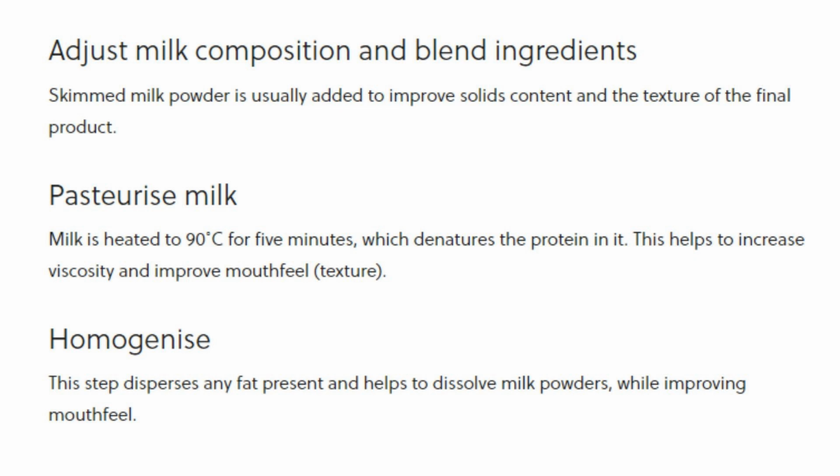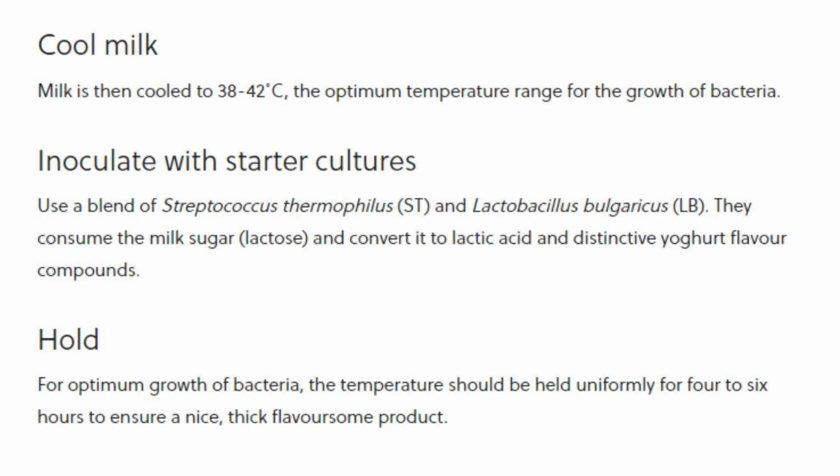Normally we pasteurize the milk during the processing. Here, milk is heated to 90 Celsius for 5 minutes, which denatures the protein in it. This helps to increase viscosity and improve the mouthfeel, that means texture. Homogenization is the step that disperses any fat present in the milk and helps to dissolve milk powders while improving the mouthfeel. During the processing, milk is cooled to 38 to 42 Celsius, the optimum temperature range for the growth of bacteria.